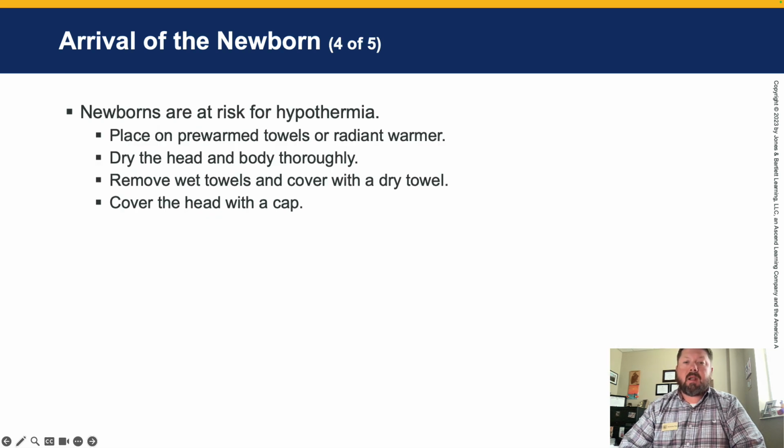Newborns are at great risk for hypothermia, so we've got to ensure thermoregulation by making sure they're warm: placing the newborn on pre-warmed towels or radiant warmer, drying the head and body thoroughly, discarding wet towels and covering with a dry towel, and covering the head with a cap. Position the newborn to ensure a patent airway, clear secretions, and assess the respiratory effort.